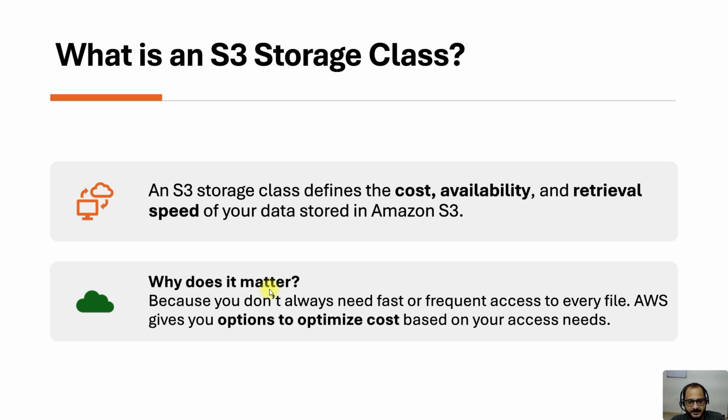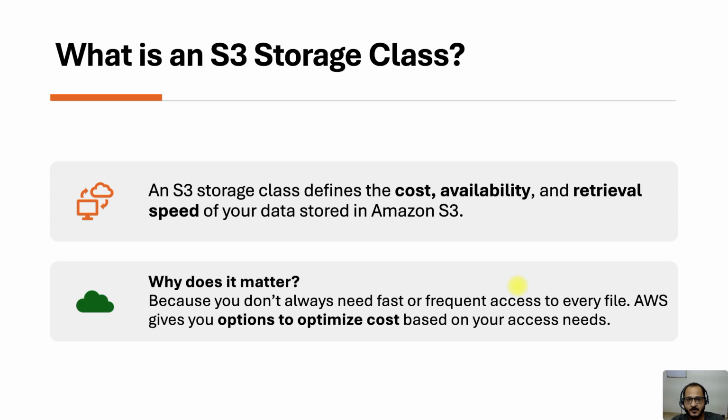Why does it matter? You don't always need fast or frequent access to every file. AWS gives you the option to optimize cost based on your access needs. So in most cases, suppose we are using the S3 service for our DB backup purpose, and we know that for at least 6 months or 1 year we don't need access to this particular DB backup file. In that case it is not recommended to store that DB backup in the standard tier, because the charges will be high. So for that you have to make the right selection of storage class so you can reduce the cost.